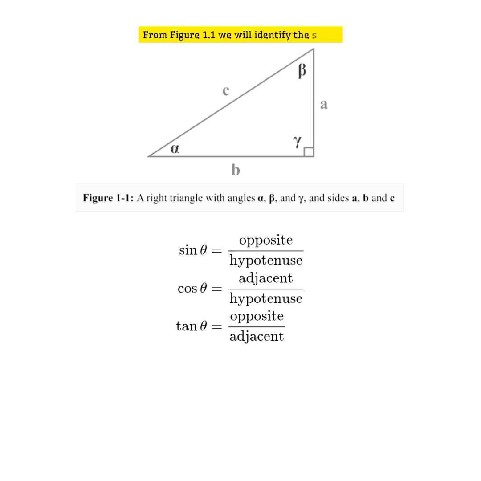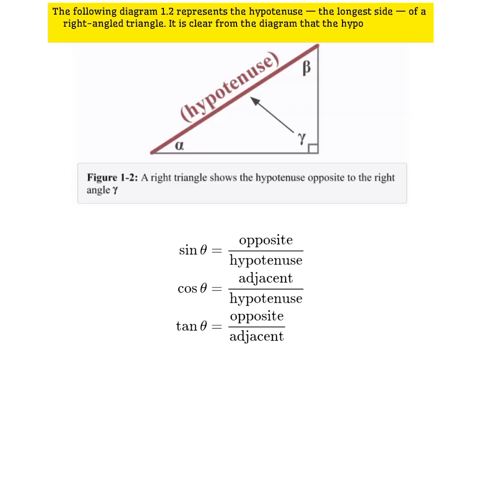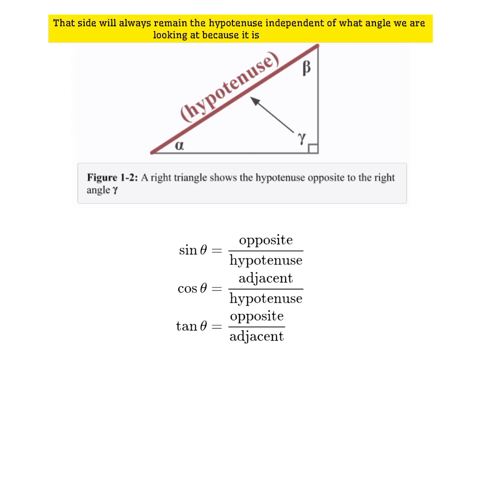From figure 1.1 we will identify the sides. Let us start with hypotenuse. The following diagram 1.2 represents the hypotenuse, the longest side of the right-angled triangle. It is clear from the diagram that the hypotenuse of a right-angled triangle is opposite to the right angle. That side will always remain the hypotenuse independent of what angle we are looking at because it is a unique side.